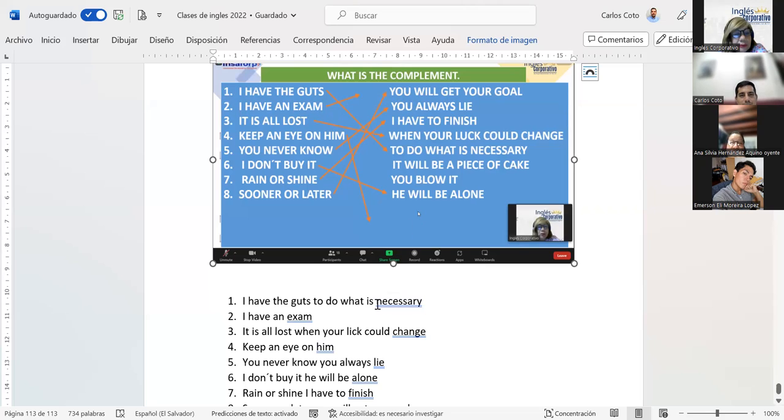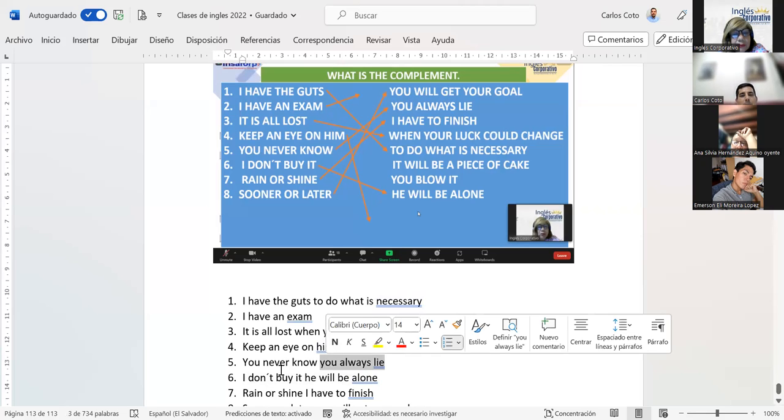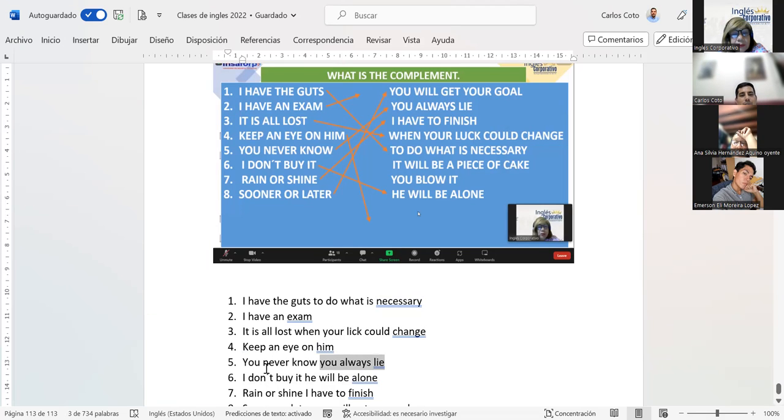Yo, I always like la de keep an eye on him. Porque ahí se mantiene lo cuidado. Pero tiene lógica donde está. You never know, you overlie. No, es cierto, porque no le puede decir que lo mantenga vigilado y luego que él siempre miente. No, pues no. Vale, déjame.